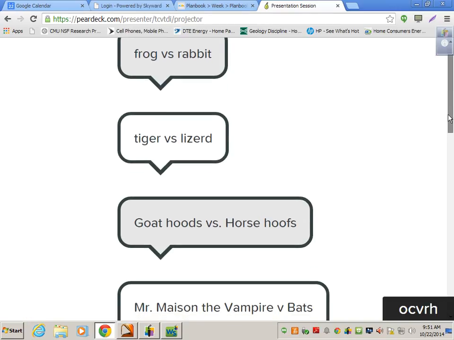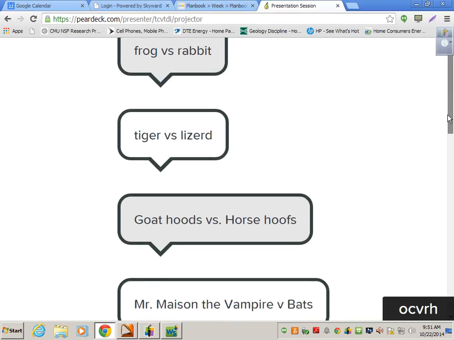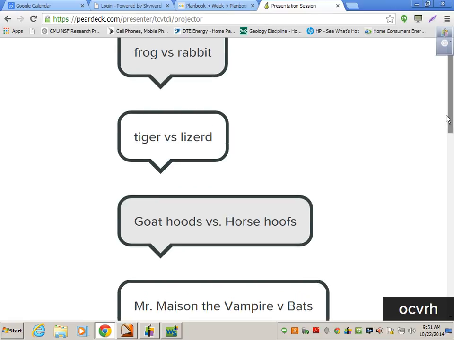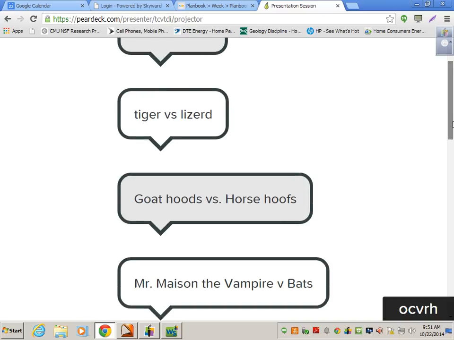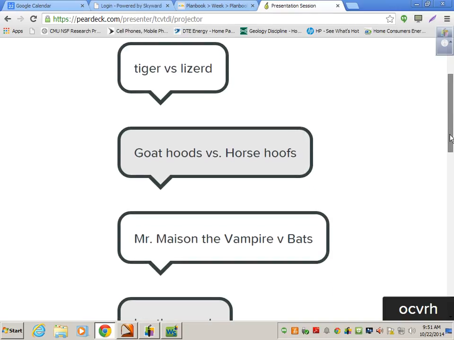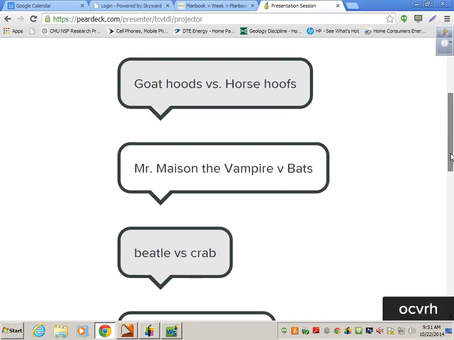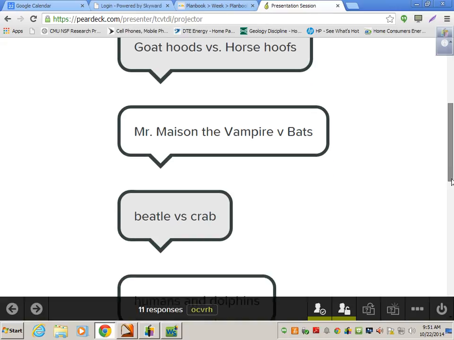Frog versus rat. What part of the frog? Help me. Okay, they both hop. I got it. All right. Tiger versus lizard. Whoa. Someone make that connection for me. Tails. Oh, gotcha. Okay. All right.